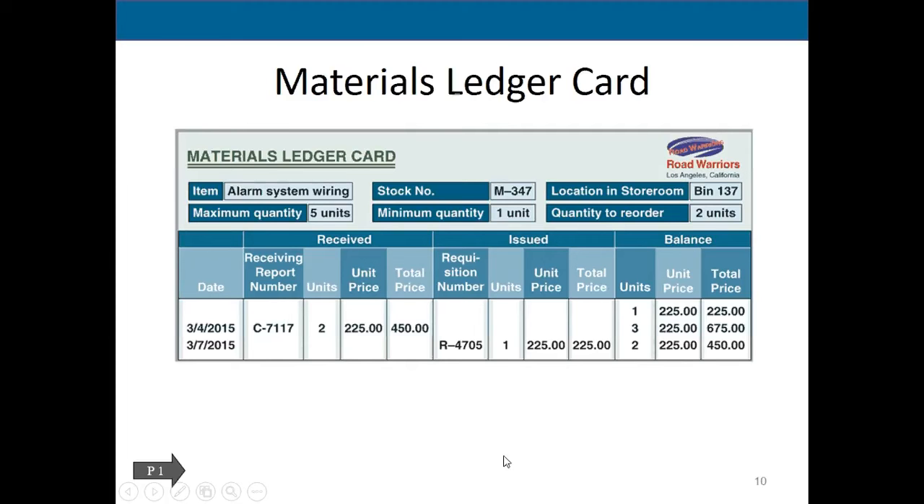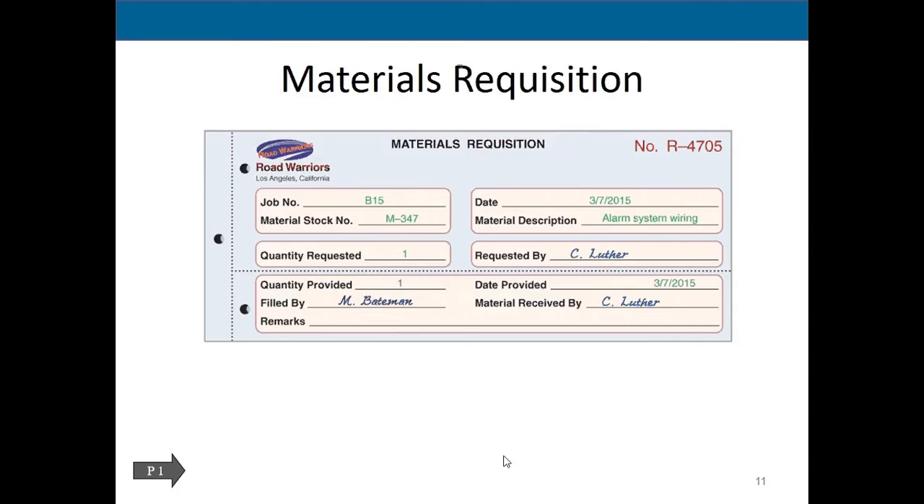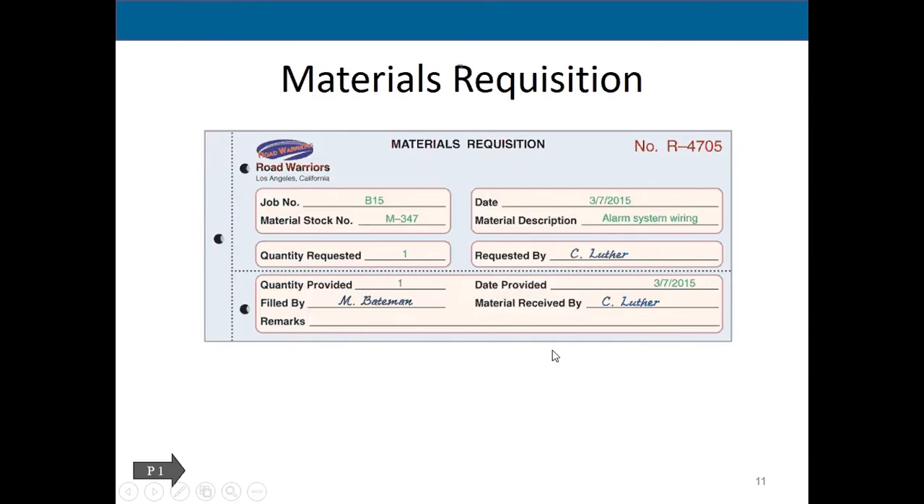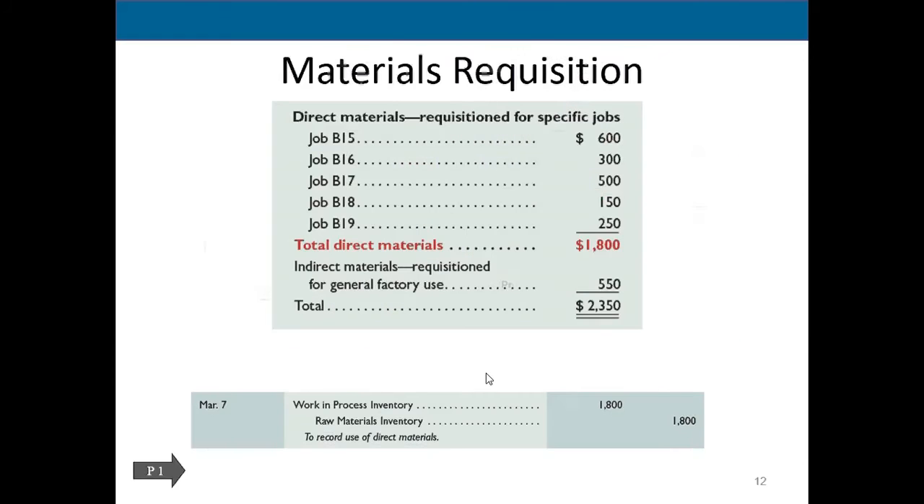So this material ledger card is sitting in the raw material storeroom on that bin. Here's that requisition, number 4705. It was requested by C. Luther. You'll see what it was. He requested for job B15, stock item number M-347, asked for 1, and the person who works in that storeroom who fills these orders signs off on it as well. So it looks like M. Bateman actually provided this one. M. Bateman is the one who fills out this material ledger card. M. Bateman is the one who actually creates all of these. It's his responsibility to keep track of what's going on in the storeroom.